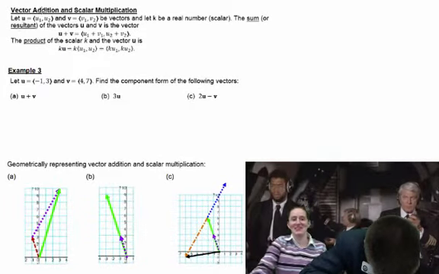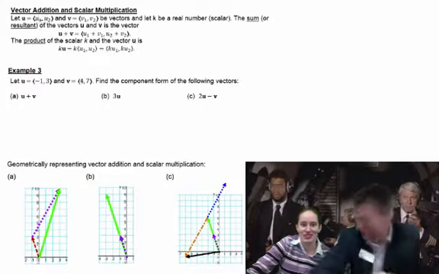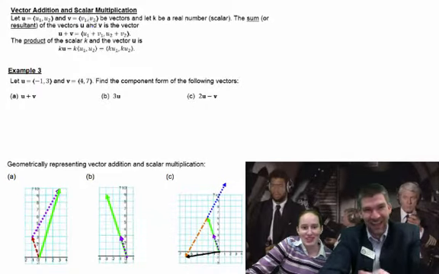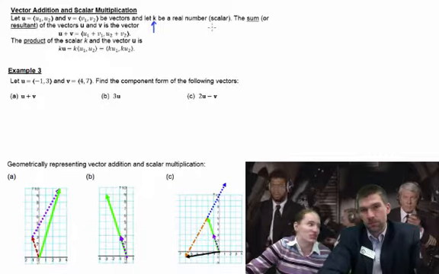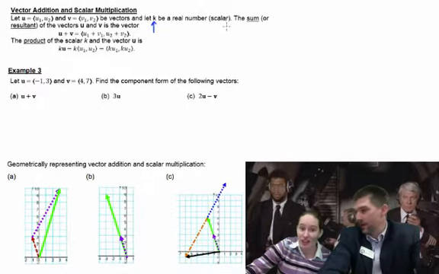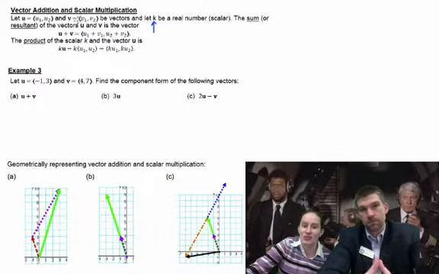Vector addition and scalar multiplication. So if we have these two vectors, u1, u2 is u, v1, v2 is v, and then let's say that we have k, which is just a real number, which is also known as a scalar. Scalar is another word for just a normal number, just any number you can think of, compared to a vector, which has two components.